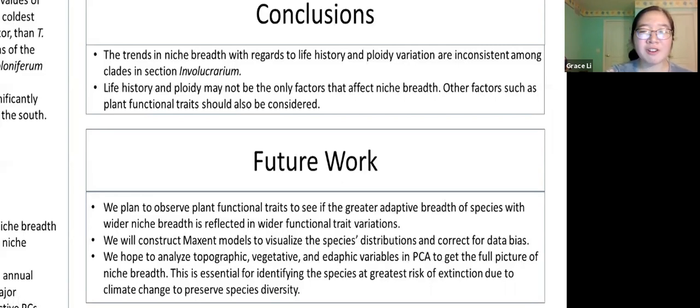This is essential for identifying the species at greatest risk of extinction due to climate change to preserve species diversity.